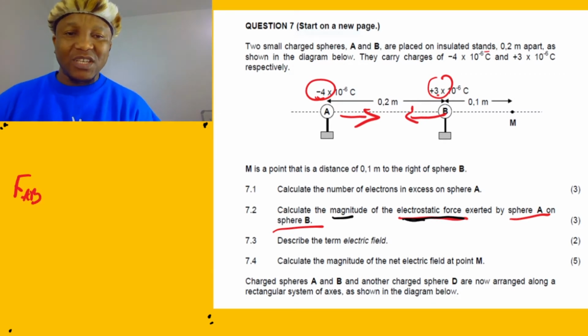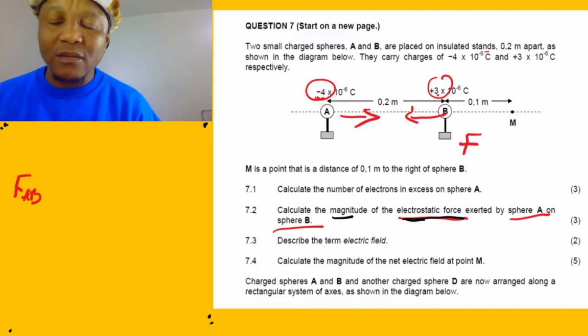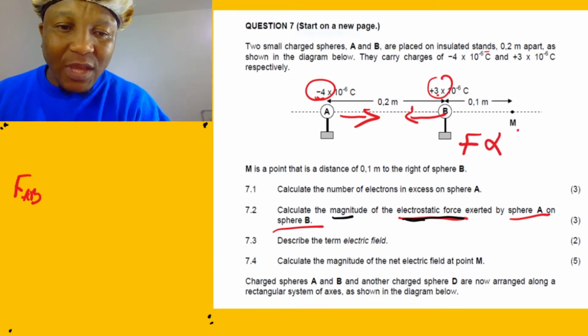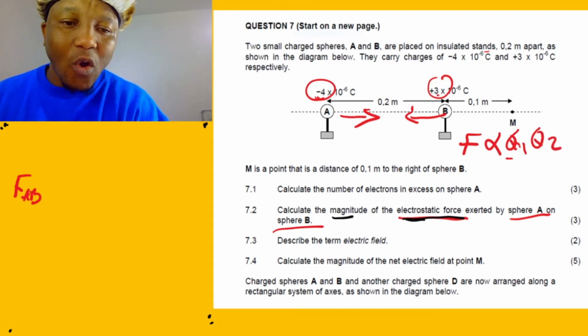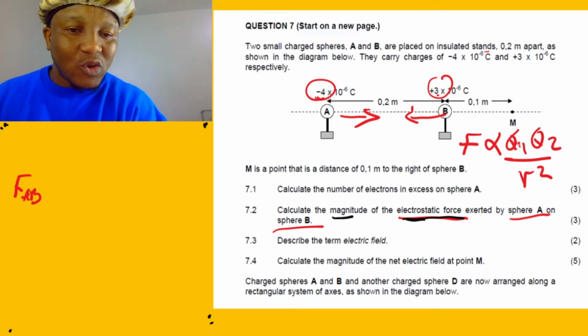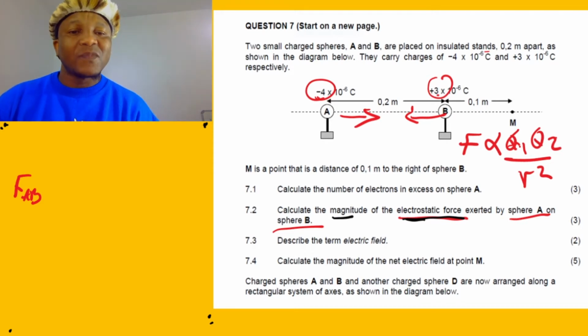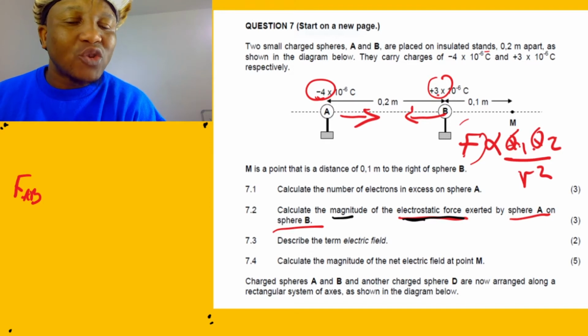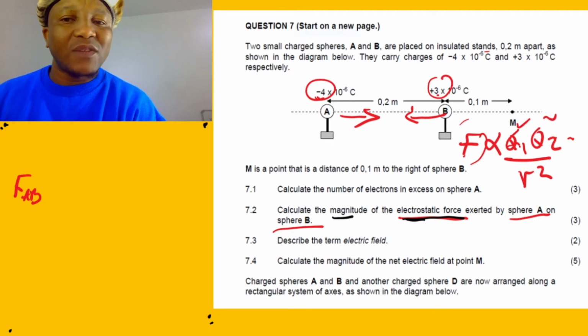Okay, let me give a definition first. Electrostatic force between two charges is directly proportional to the product of the charges, let's say charge 1 and charge 2, over the square of the distance between them. You take the product of the charges and divide it by the square of the distance between them.